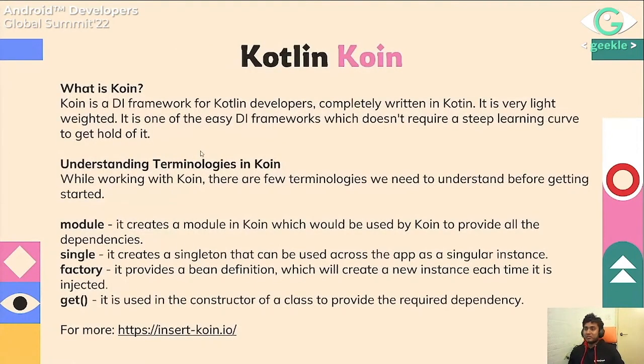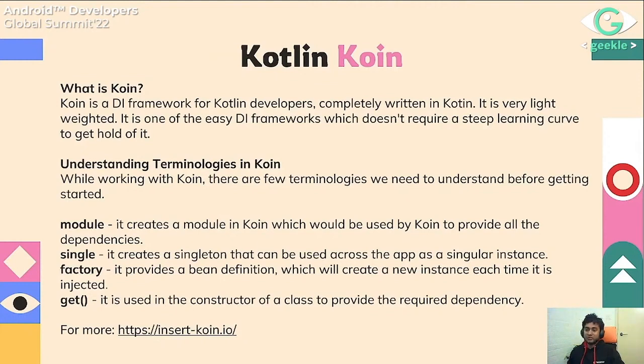What is Kotlin Koin? Koin is a dependency injection framework for Kotlin developers. It's completely written in Kotlin. It is very lightweight. It is one of the easy dependency injection frameworks which doesn't require a steep learning curve to get hold of it. Understanding the terminologies in Koin. While we are working in Kotlin Koin, there are a few terminologies we need to understand before we get started.